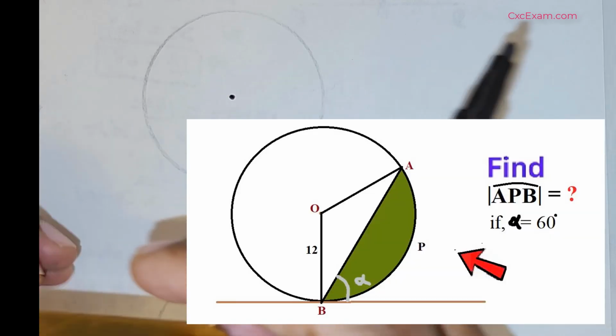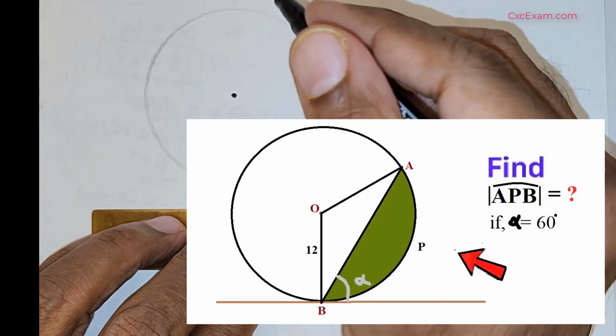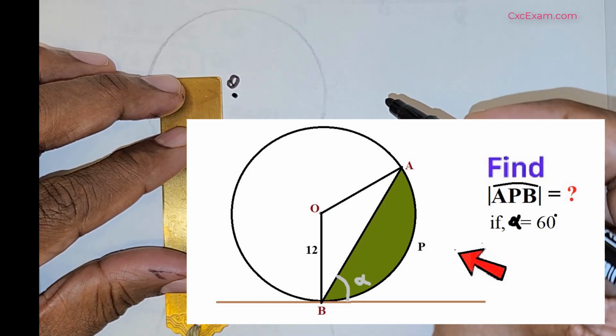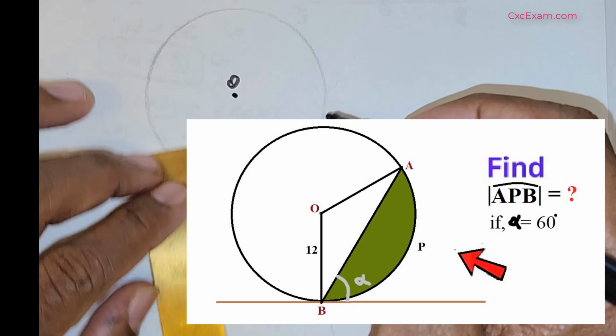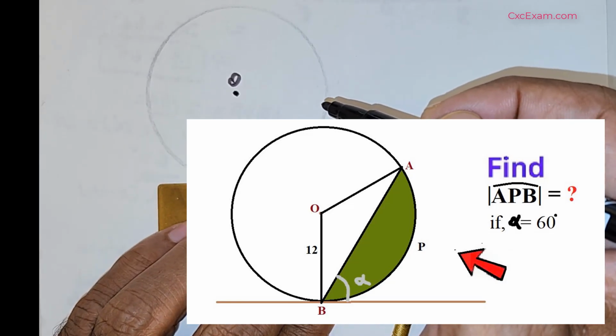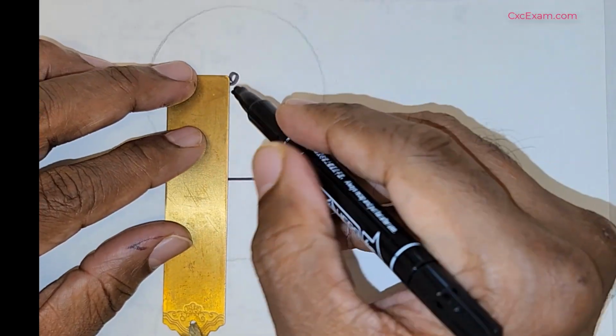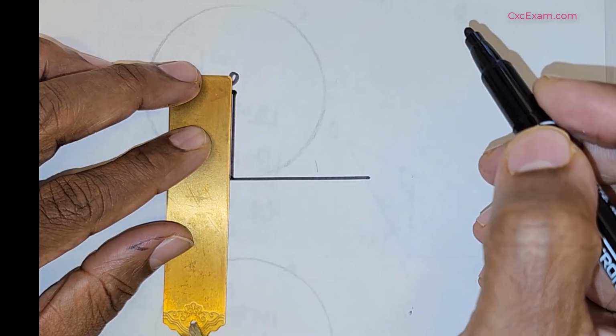Okay, let's do this question. We have a drop from O to the tangent. So let me draw the tangent. This is the tangent. We have a drop from O to the point of tangency.